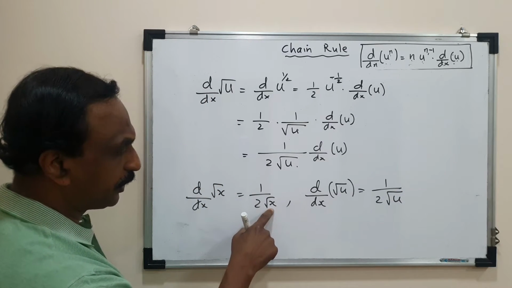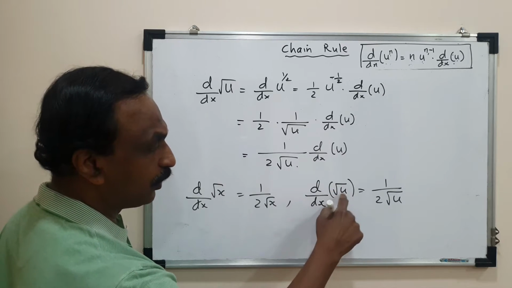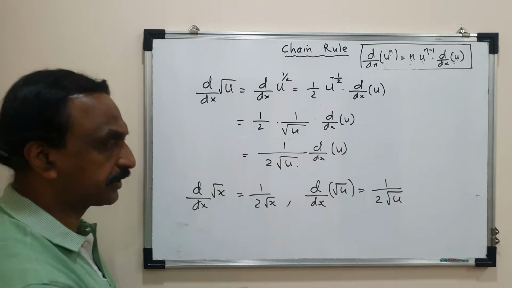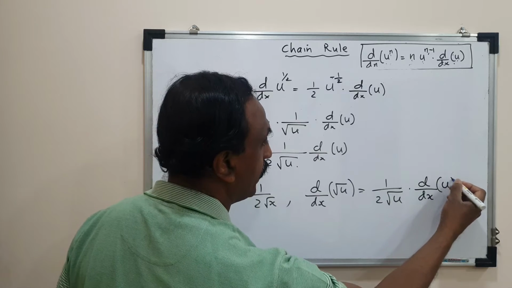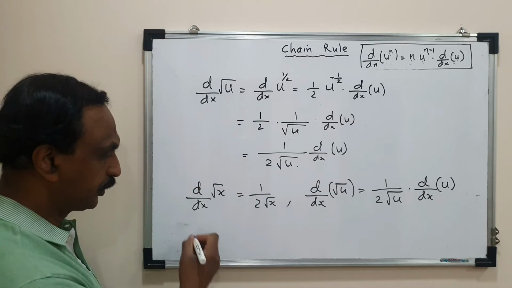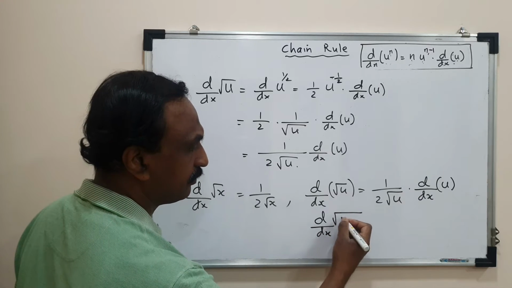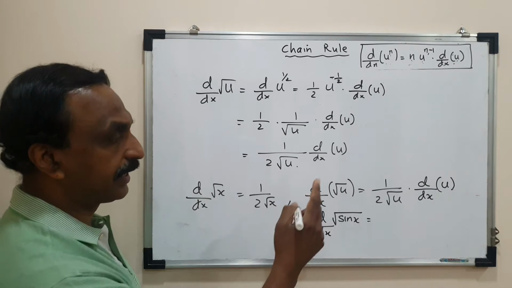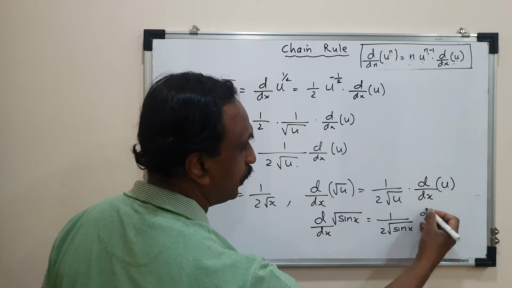Derivative of root x is 1 by 2 root x if the variable and the base are the same. But here variable and base are not the same. Inside the root you have u, but differentiation is with respect to x. So you will have one more extra term, d by dx of the base, d by dx of u. So look at the derivative of root sin x. You don't have to write sin x raised to half. Directly you can write 1 by 2 root sin x into derivative of sin x.